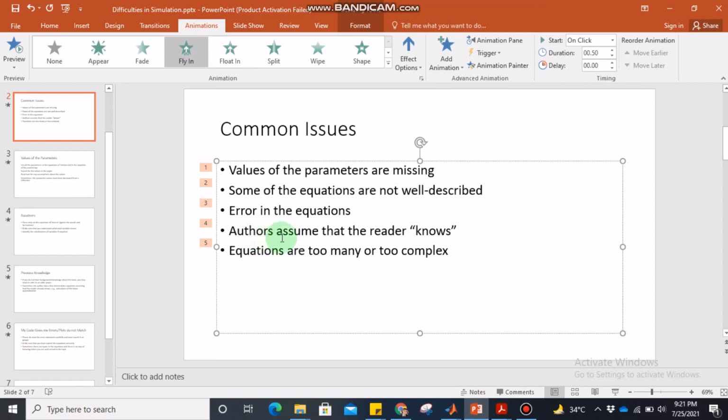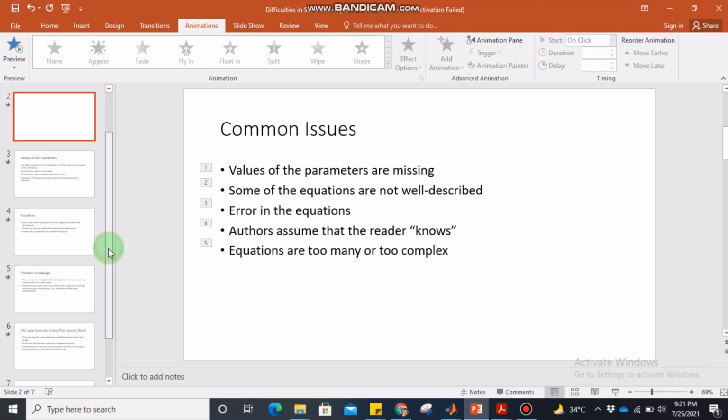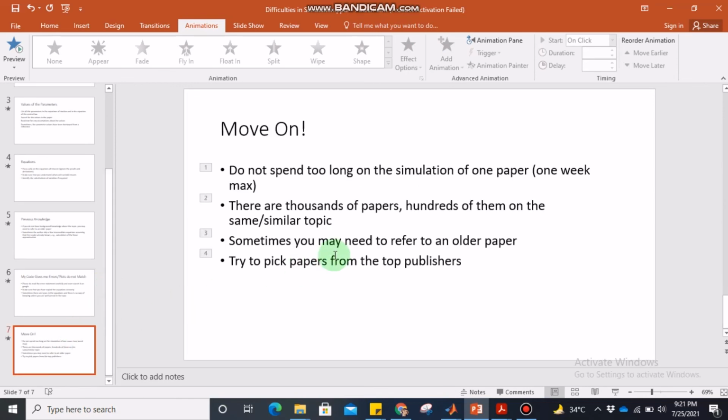Also, sometimes authors assume that the reader has some background information, and if you don't, then you have to refer to an older paper. If the equations are too complicated or there are too many equations, I suggest that you go slowly. And if you have done all of this and it is still not working, then you have to move on. The most important step is to move on if you're unable to go through with it. Also stay in close contact with your research supervisor if you are a beginner.